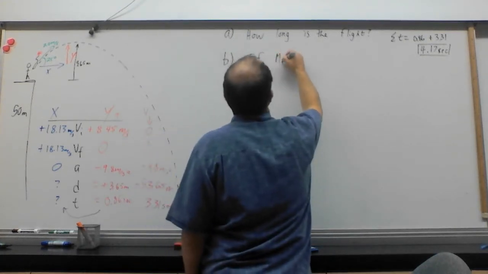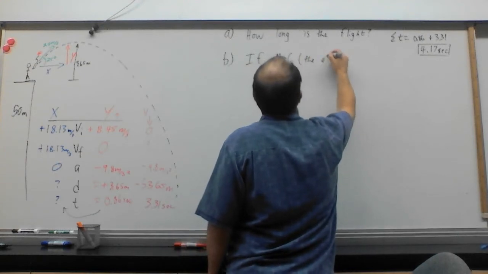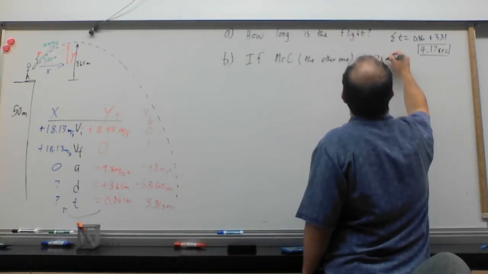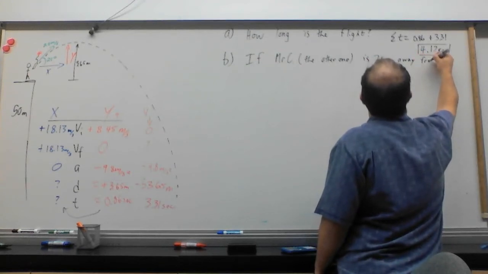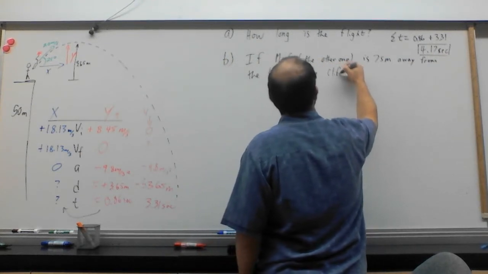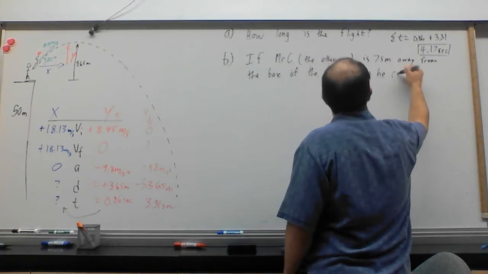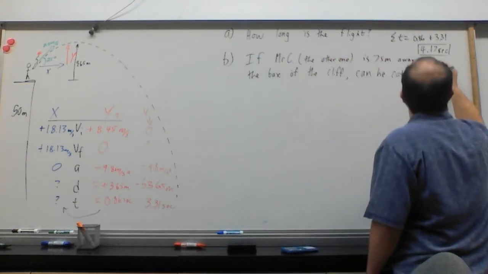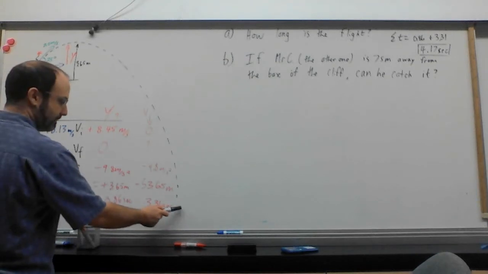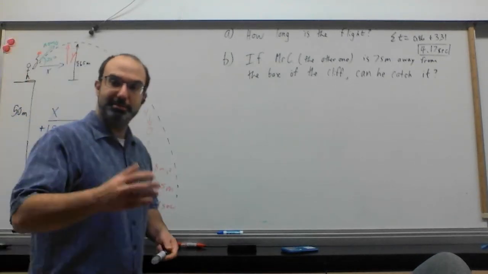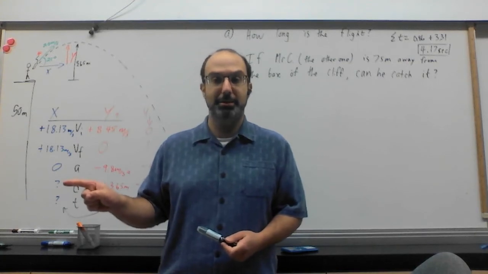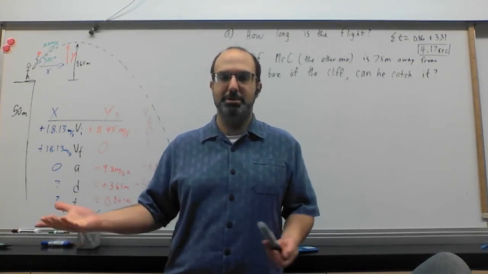If, let's make it simple. Mr. C, you know, the other one, because there are 2 of us. If Mr. C, the other one, is 75 meters away from the base of the cliff, can he catch it? So I'm asking, if he's 75 meters away over here, is that where the dynamite will land? Well, 75 meters from the base of the cliff, that's me asking for this number here. So we just got to find it, right? We just take this time and we move it over, and that's the total time of the flight, right?